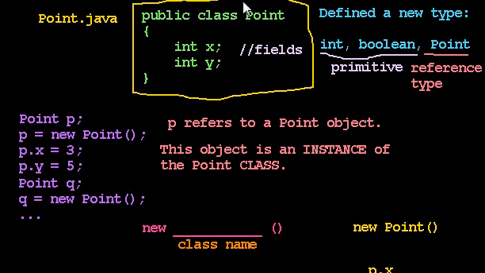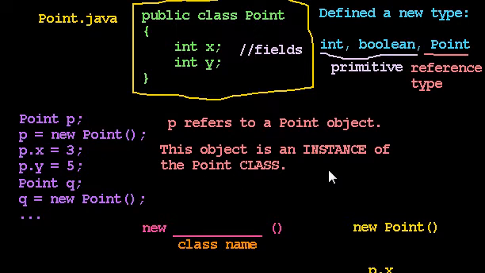So this is what it looks like to create a file that defines what it means to be a point: a point is something with x and y, which I've made both integers, and those two variables are called fields, and this thing here is called a class. And when we use that, we write something like p equals new point, p.x equals 3, and p refers to now a point object, and p is an instance of the point class.